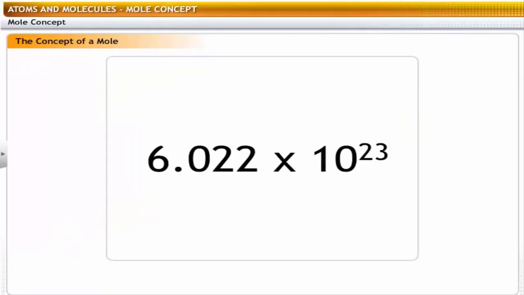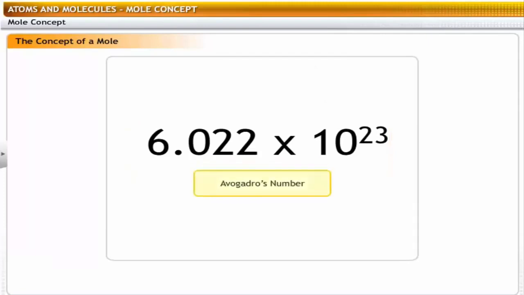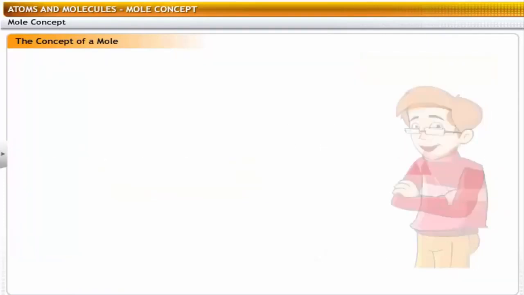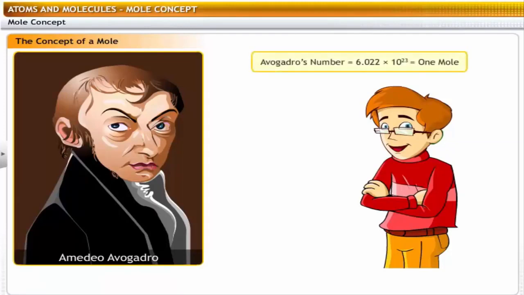Yes, you are right. This number is used as a constant and is called Avogadro's number. Avogadro's number? This was named after the Italian chemist Amedeo Avogadro. So from this we can say that a mole is also known as an Avogadro number.